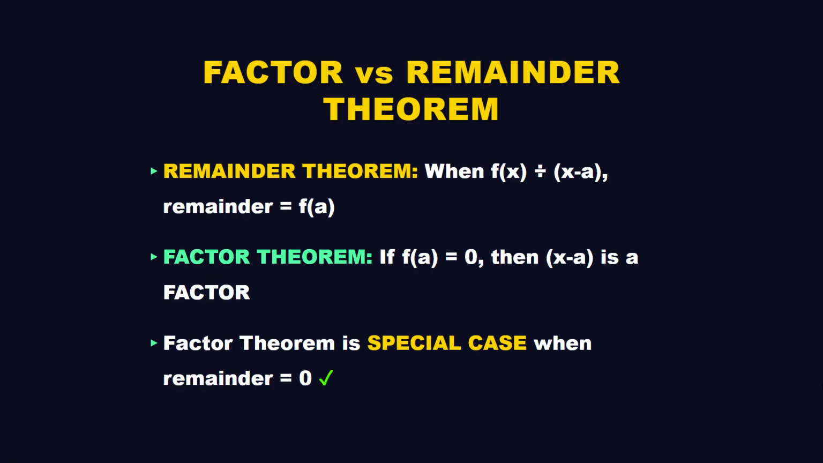Now, many students get confused between the remainder theorem and the factor theorem. Let me clear this up once and for all. The remainder theorem tells us that when we divide f of x by x minus a, the remainder equals f of a. Now, the factor theorem is a special case of this. It's when the remainder equals 0, we know x minus a is a factor.